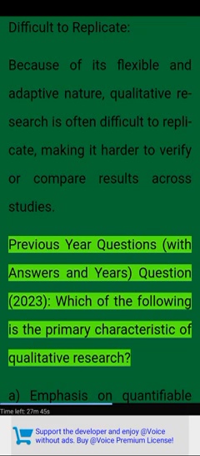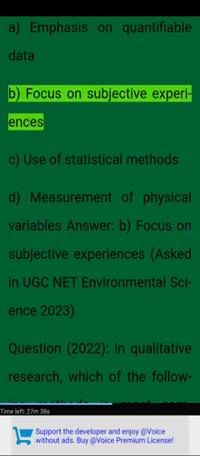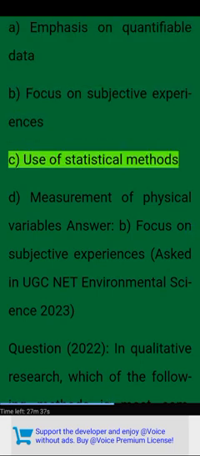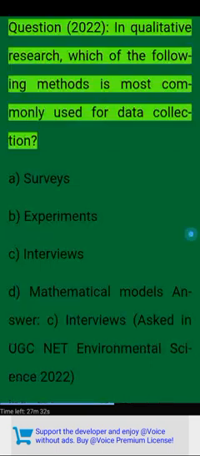Previous year questions with answers in years. Question 2023. Which of the following is the primary characteristic of qualitative research? A. Emphasis on quantifiable data. B. Focus on subjective experiences. C. Use of statistical methods. D. Measurement of physical variables. Answer. B. Focus on subjective experiences, asked in UGC NET Environmental Science 2023.